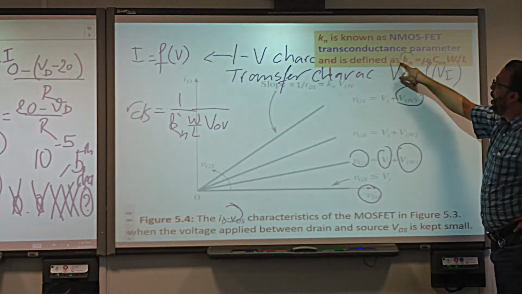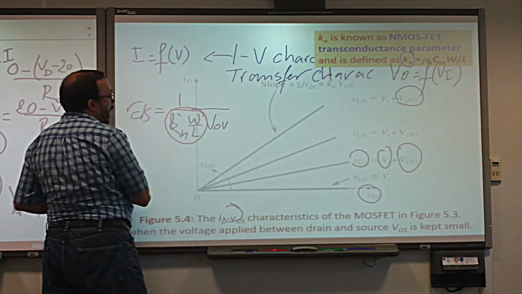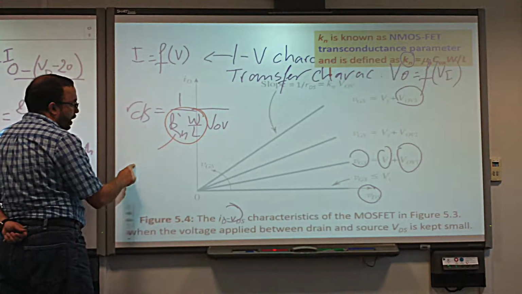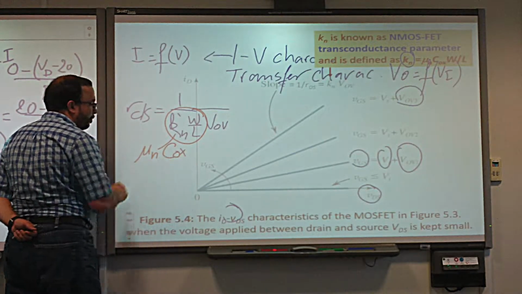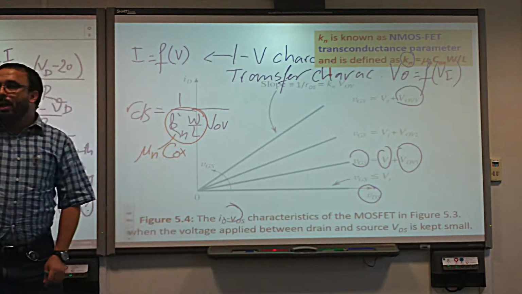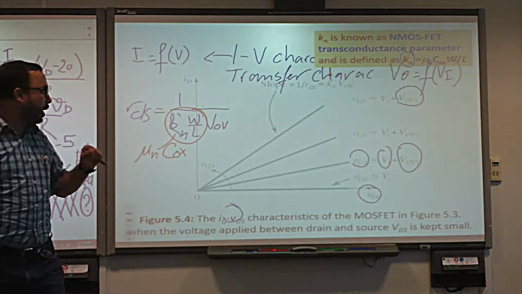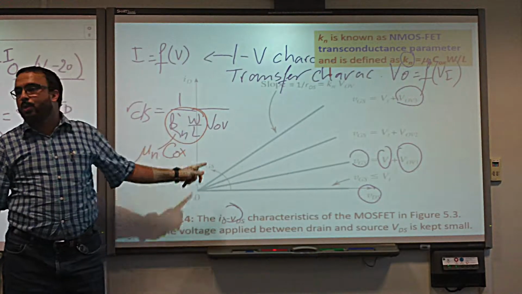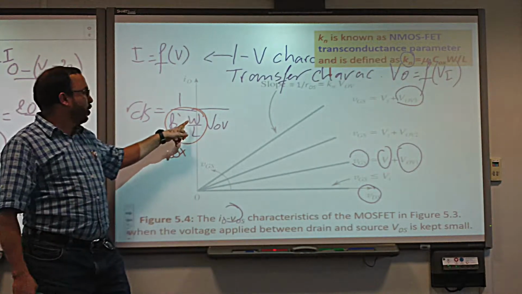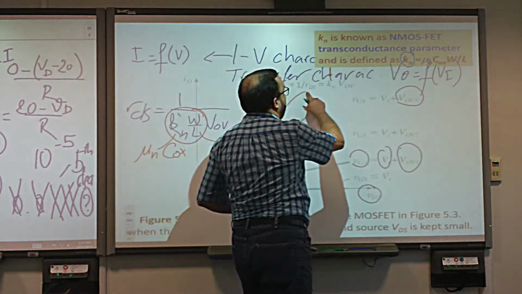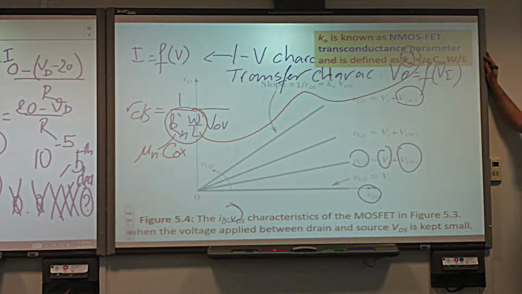So Kn is a new parameter. It's not Kn prime. Now what you see here, Kn prime, if you remember, is actually mu n, the mobility, times Cox. Remember that? That Kn prime we call the process transconductance parameter. It's due to the manufacturing. Now, if we multiply this by W over L, which we call the aspect ratio, we get a new parameter. We call it Kn without the prime, and we call it just the transconductance parameter.